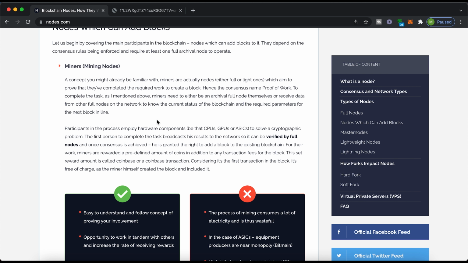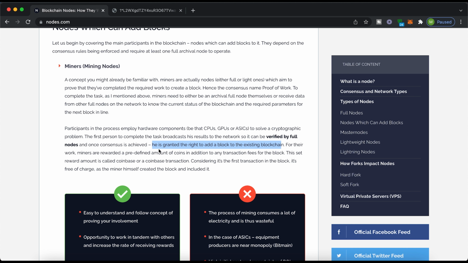So miners, or mining nodes, these are people with CPUs, GPUs, or ASICs. They're big, heavy duty computers that solve a cryptographic problem. The first person to complete the task broadcasts his results to the network so it can be verified by a full node. Once consensus is achieved, he is granted the right to add a block to the existing blockchain.